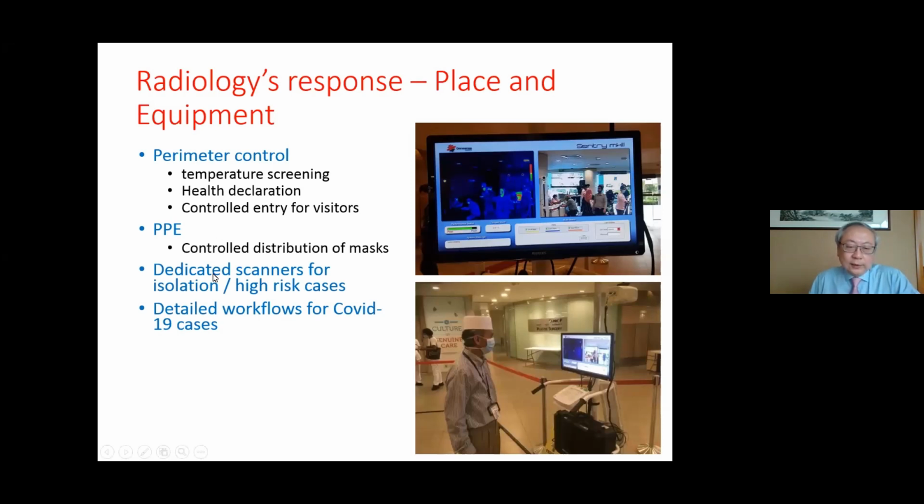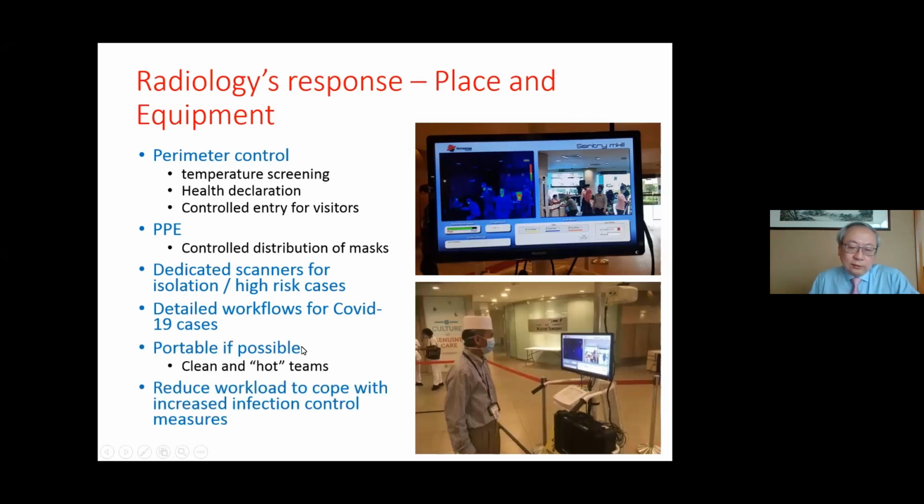We need to dedicate scanners for isolation and high-risk cases, and need to have detailed workflows for COVID-19. All this is to prevent cross-infection. So we try not to move these patients, and if it can be done, we will do it. All these infection control measures are time-consuming and labor-intensive, so we have to reduce our workload to cope with these measures. This is one of our admin staff who got deployed to do perimeter screening.